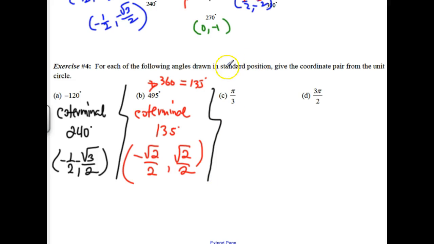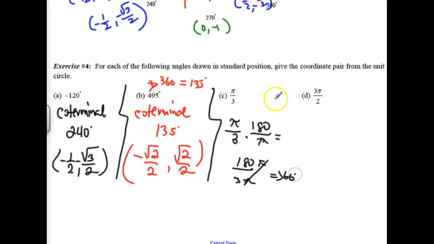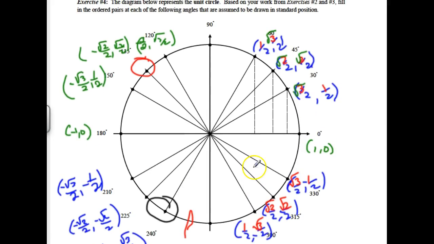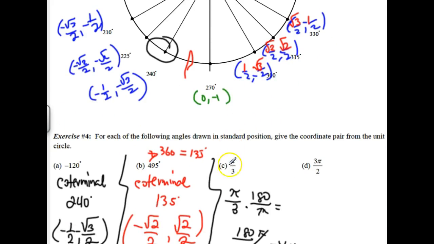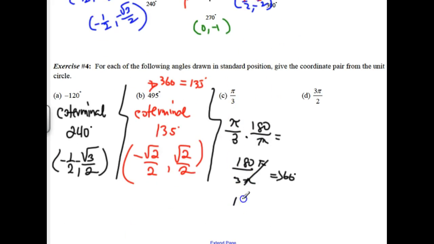Here we go. Pi over 3 is equivalent to what? So how do I change this into degrees? So it's pi over 3 times 180 over pi, which will give me 180 pi over 3 pi, which is actually 60. And then go back to your chart, which you need to know. 60 is actually 1/2, radical 3 over 2.